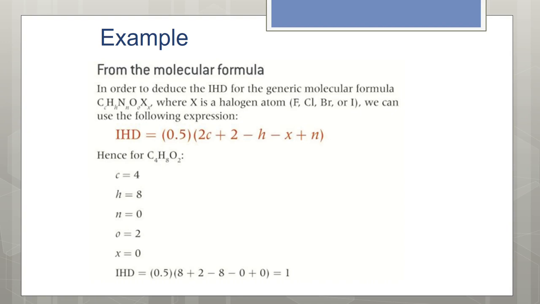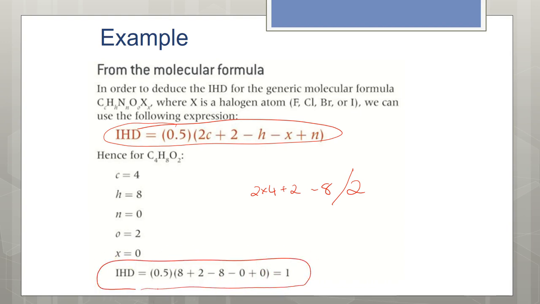So basically, the questions will ask you to determine the index of hydrogen deficiency from a molecular formula. Okay, so you just need to memorize this formula. It's not given in your data booklet. You do need to know this one, and then substitute it into any molecule that we're given. So if we have C4H8O2, we're going to have 2 times 4 plus 2 minus 8, and then I ignore the oxygens. So I'm going to have 10 minus 8 is 2, and then I'm going to divide all of that by 2 or multiply by half, and we will end up with an IHD of 1, which is exactly what we see down here.